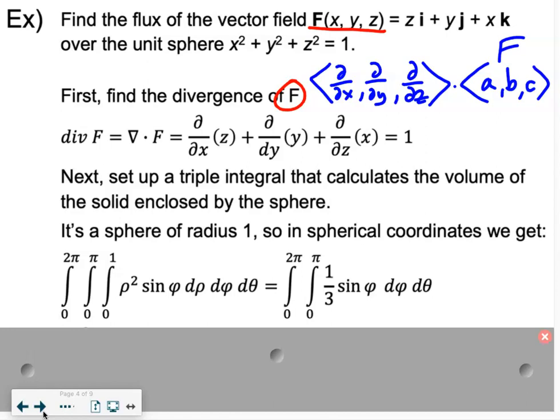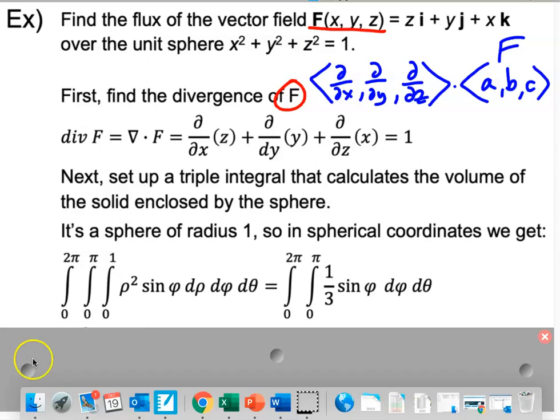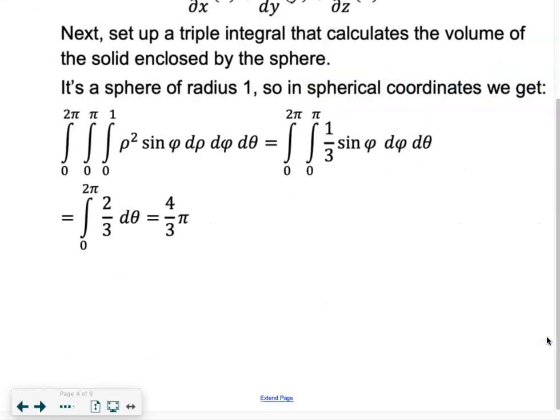So the divergence is your integrand, but since the divergence is 1, it's just 1, right? So you end up with just the triple integral of rho squared sine phi. Now, okay, let's go ahead and evaluate. Take a minute and evaluate the integral. If you did it correctly, you should have gotten 4/3 pi, right?